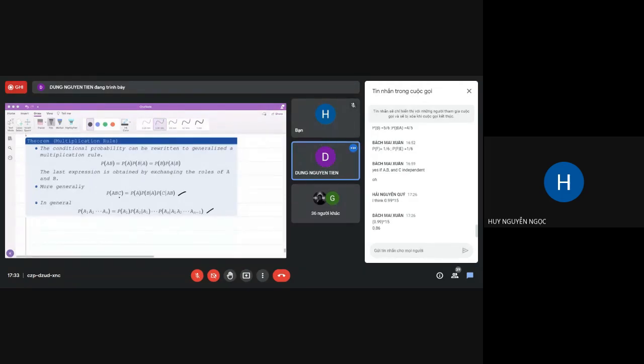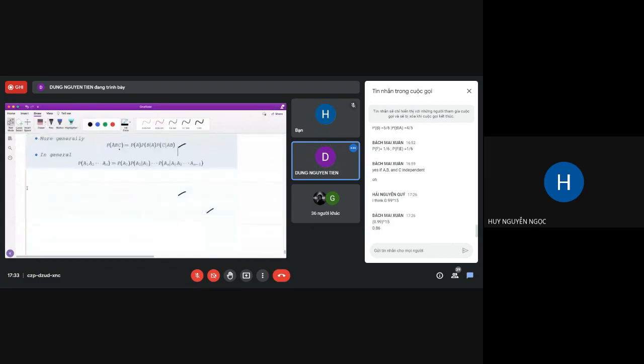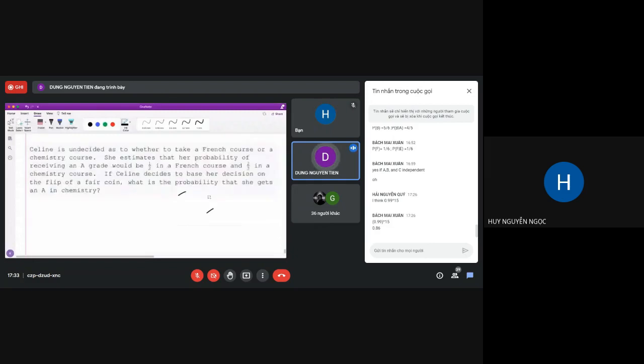If you have no questions, then let's move on with the following example. Celine is undecided as to whether to take a French course or a chemistry course. She estimates that her probability of receiving an A grade will be 1/2 in a French course and 2/3 in a chemistry course. If Celine decides to base her decision on the flip of a fair coin, what is the probability that she gets an A in chemistry? What do you think?